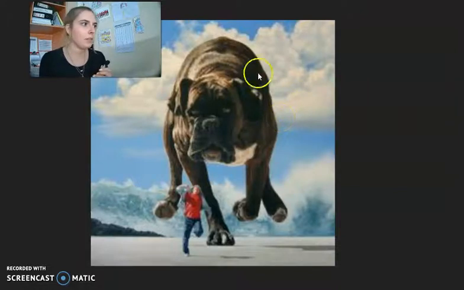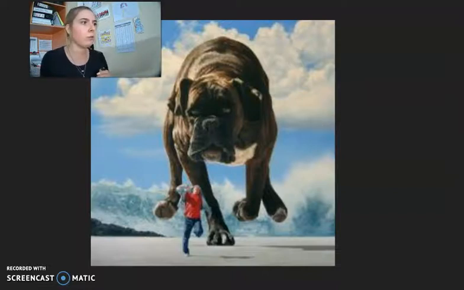What do you think happened? Did the dog somehow grow to be massive, or did the boy shrink? What do you think? Maybe both? So we have our characters, we have our setting. What is the problem in our story? What could our solution be?